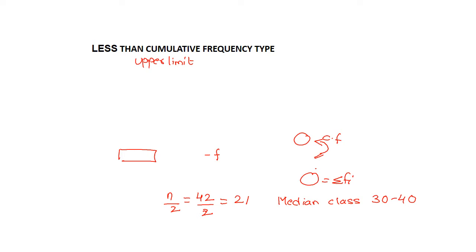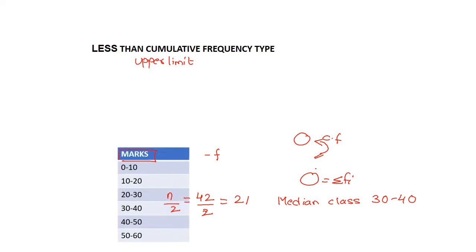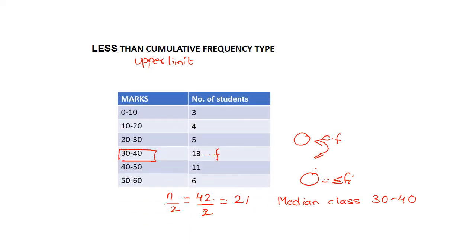To find the median for grouped data, we require the less than cumulative frequency. Cumulative means a collective frequency. Let's take the data. Here are the number of students and the marks they scored. There are 3 students who have scored between 0 to 10, 4 students between 10 to 20, and 5 students between 20 to 30. There are 2 types of cumulative frequency: one is less than and the other is more than.